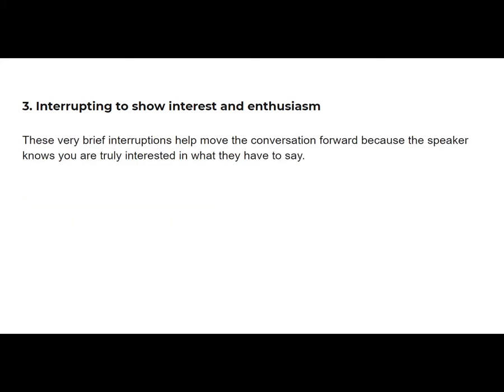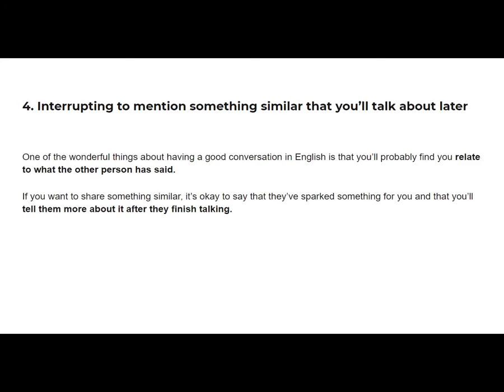So these small interjections, these brief interruptions, can help move the conversation forward because the speaker knows that you're interested. This is all ways of keeping the other person talking more and more about that. Sometimes you want to interrupt to mention that you want to talk about something later, which, if they're a polite person, they'll let you talk and they'll bring the conversation back to you about your point. That's how it should work.